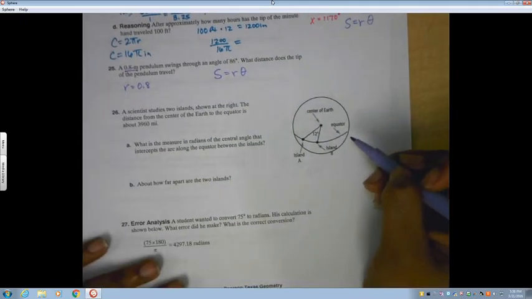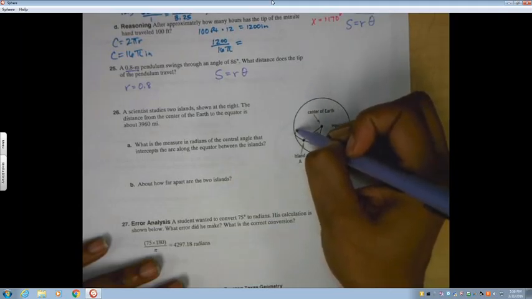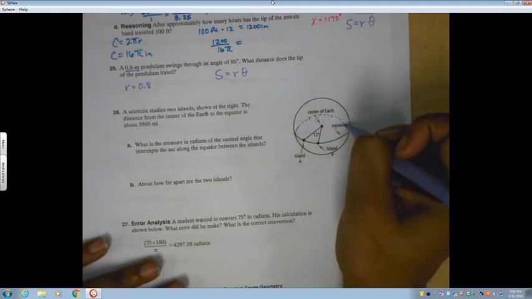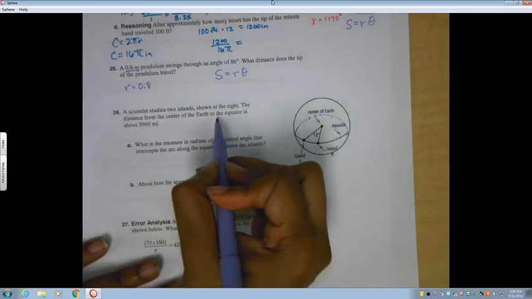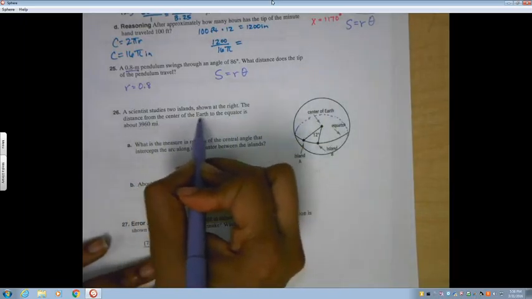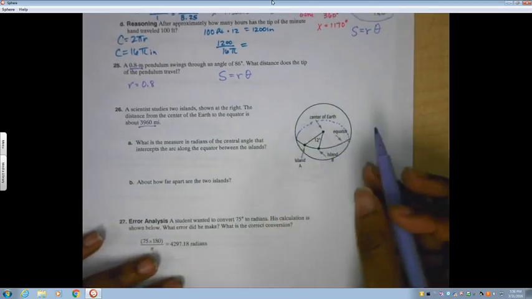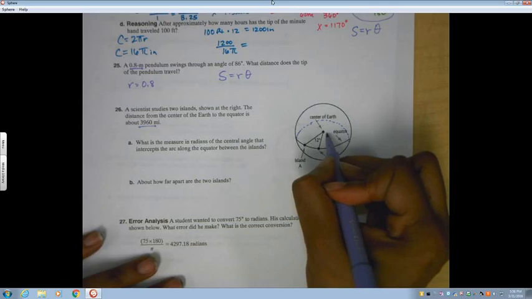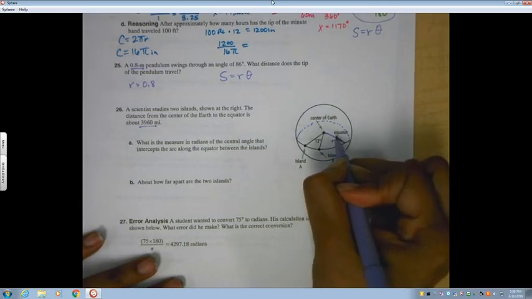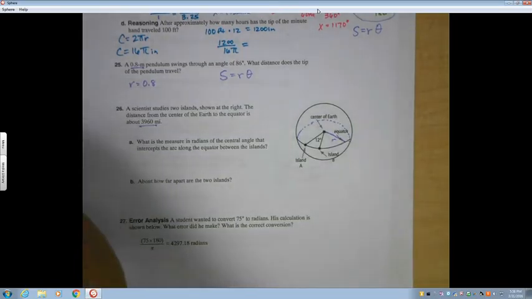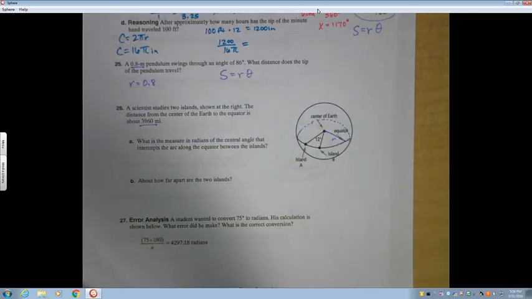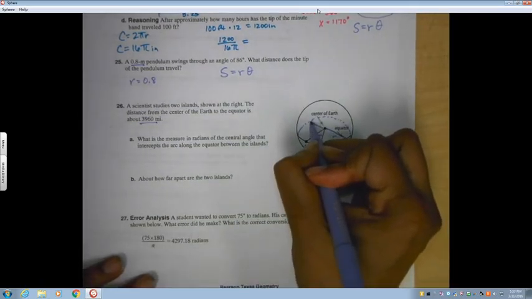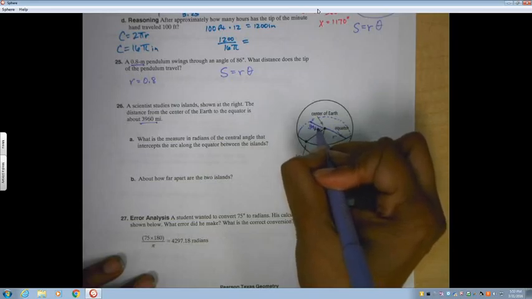I think what you need to understand is that the circle is continued around on this next part. And because we know that the distance from the center of Earth to the equator is this 3960, that represents the radius, really. So if I was to draw another one, which is our radius, I don't know if you can see that, but I'll draw another one over here. 3960. That's the radius.